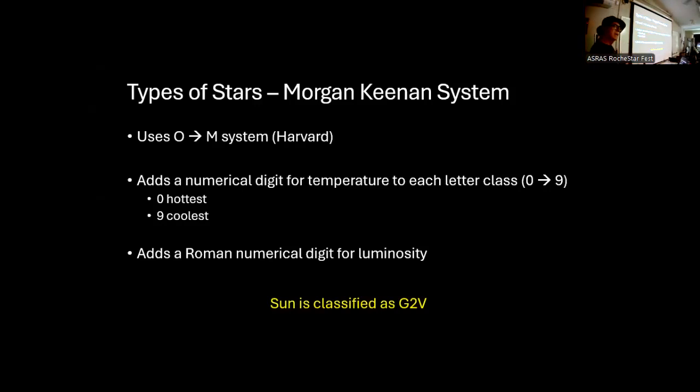So the Morgan-Keenan system is the current system. It takes the Harvard classification and adds a numerical digit for temperature in each letter class. The temperatures numerically can be 0 to 9, hottest to coolest, and then adds, in addition, a Roman numeral digit for luminosity. And so our sun is classified as a G-type star in that system, a 2 in that system, and a V, a Roman numeral 5, in this.